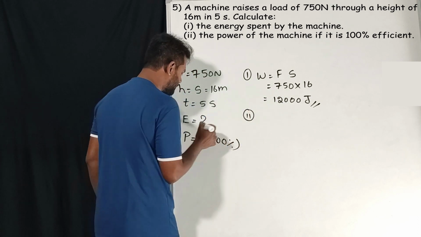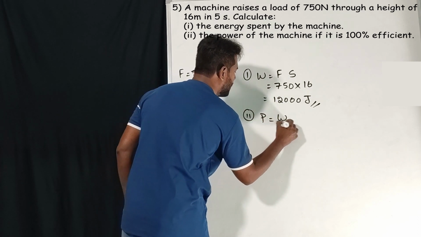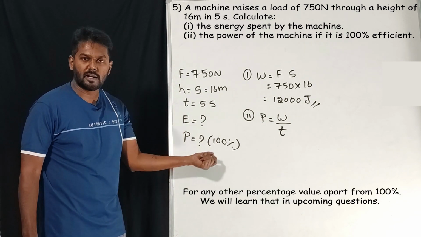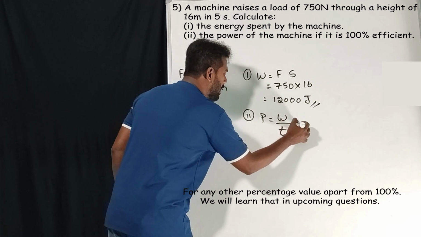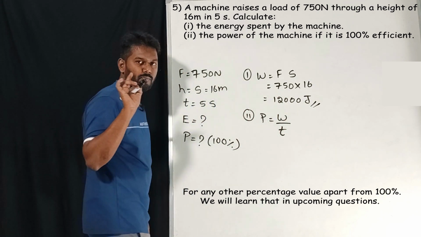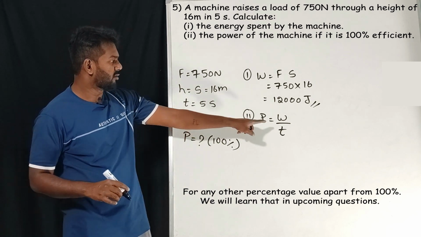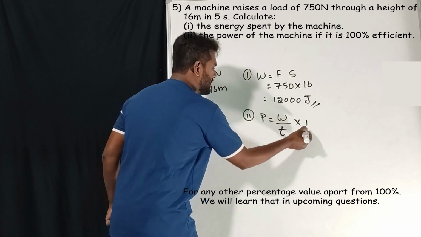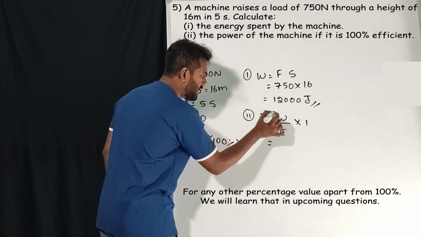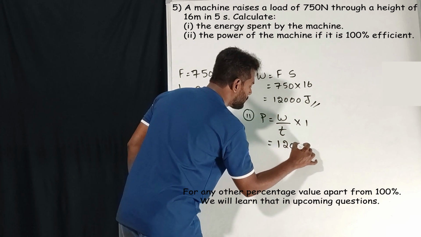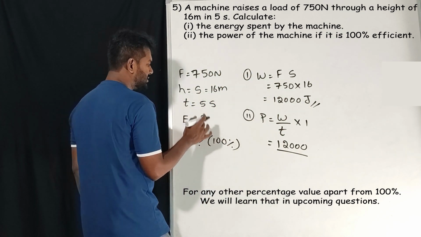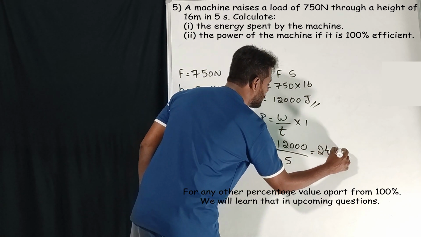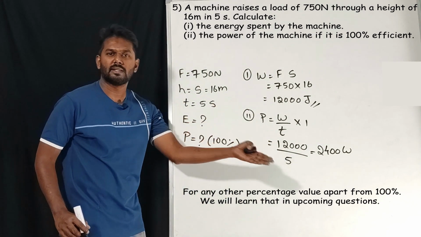Done. Second one, power. What is the formula for power? W divided by T. Correct. Now we'll talk about this percentage. If they are talking about 100%, then multiply whatever value we get by 1. If the machine is 100% efficient, then whatever value we get from this formula is multiplied by 1. This 1 tells us it is 100% efficient. Work done value 12,000 divided by time. Time is given as 5 seconds. So 12,000 divided by 5 is 2,400 watt. Multiplied by 1, we get the same value.